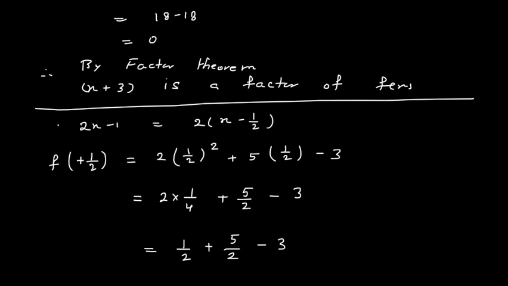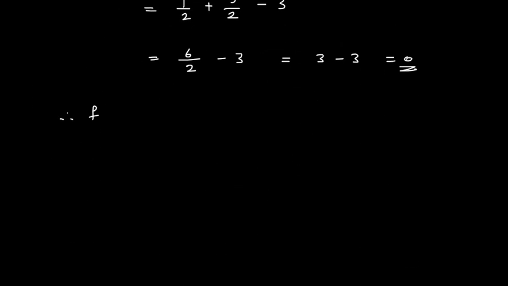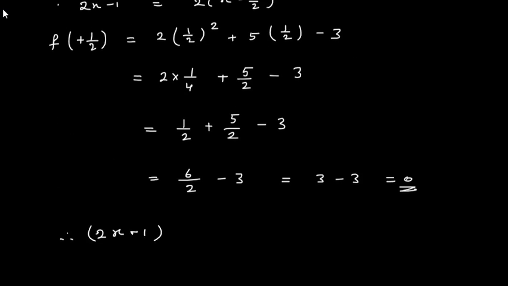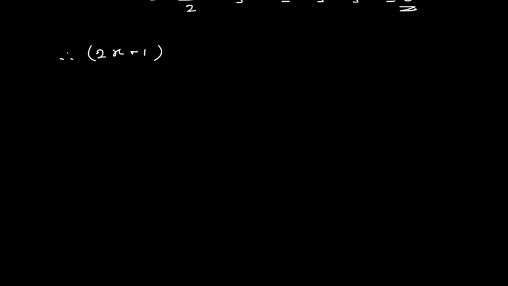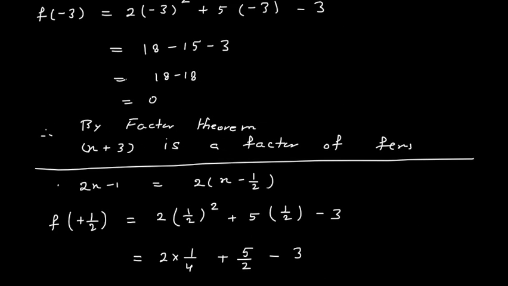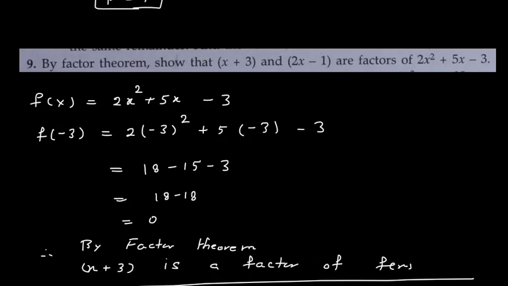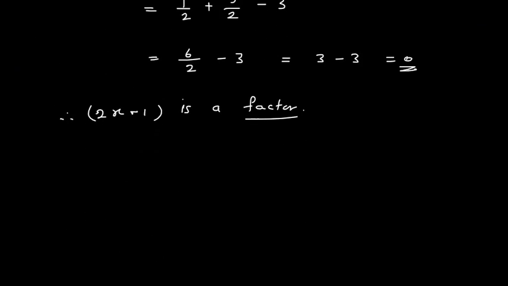So therefore this thing, that is 2x minus 1, I will say that 2x minus 1 is a factor. So simple. This is the factor theorem, right? So by the factor theorem we have found these values.